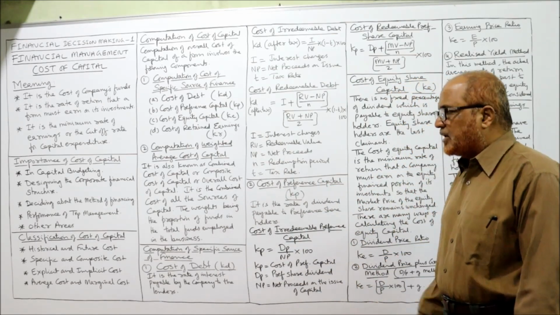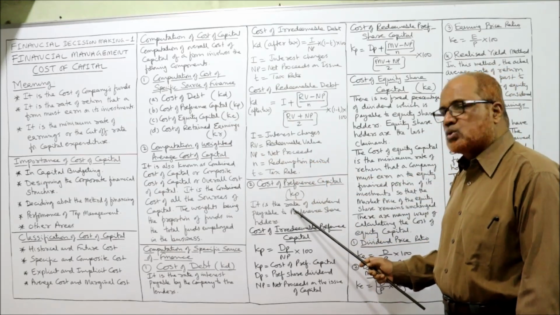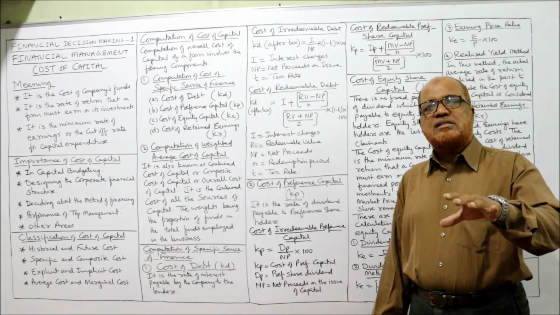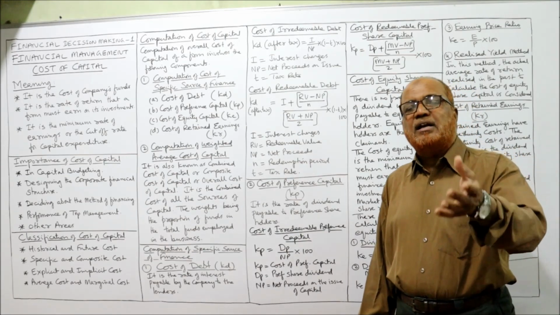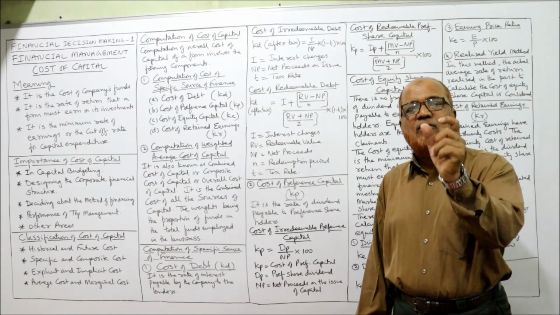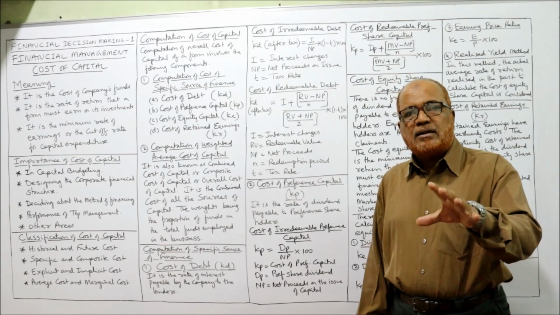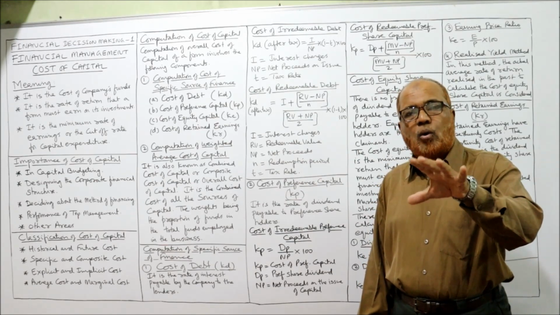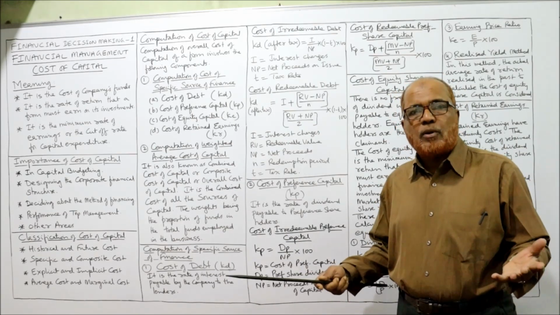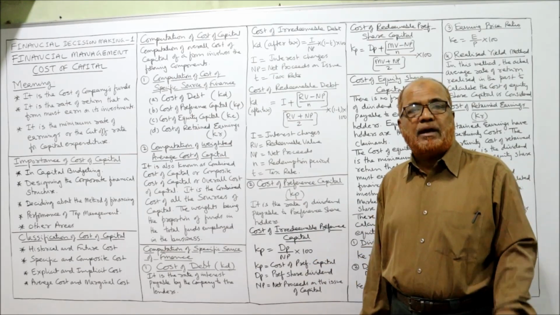Now cost of preference shares, KP, second source. Actually, a company will have cost of preference capital when it is having preference shares. On preference shares, a fixed rate of dividend will be payable. But the rate of dividend will be paid only if the company is earning profit. If there is no profit, no preference dividend will be paid.